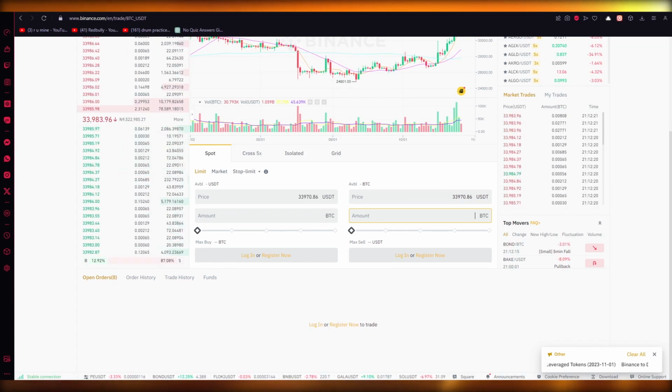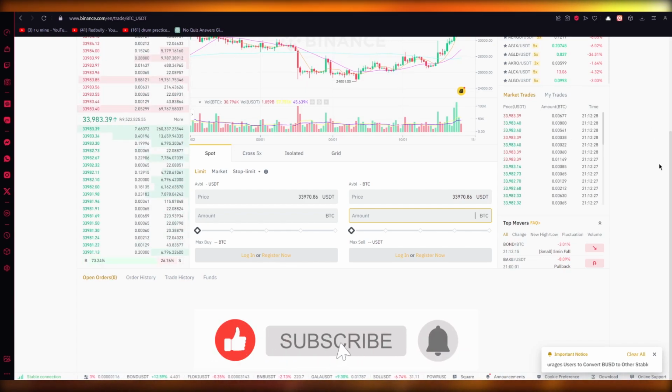So yeah, that's pretty much about it. That is how you can transfer or sell your Bitcoin on Binance and transfer it to bank in the easiest way possible. So that's about it.